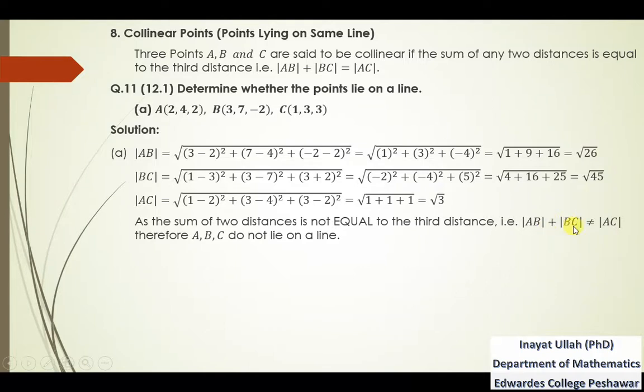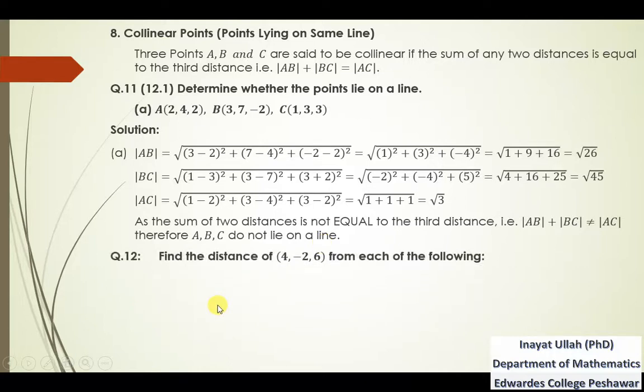If this equality holds, then we say that these 3 points lie on a line. But in this case, the sum of these two distances is not equal to the third distance, so that's why these points are not on the same line.